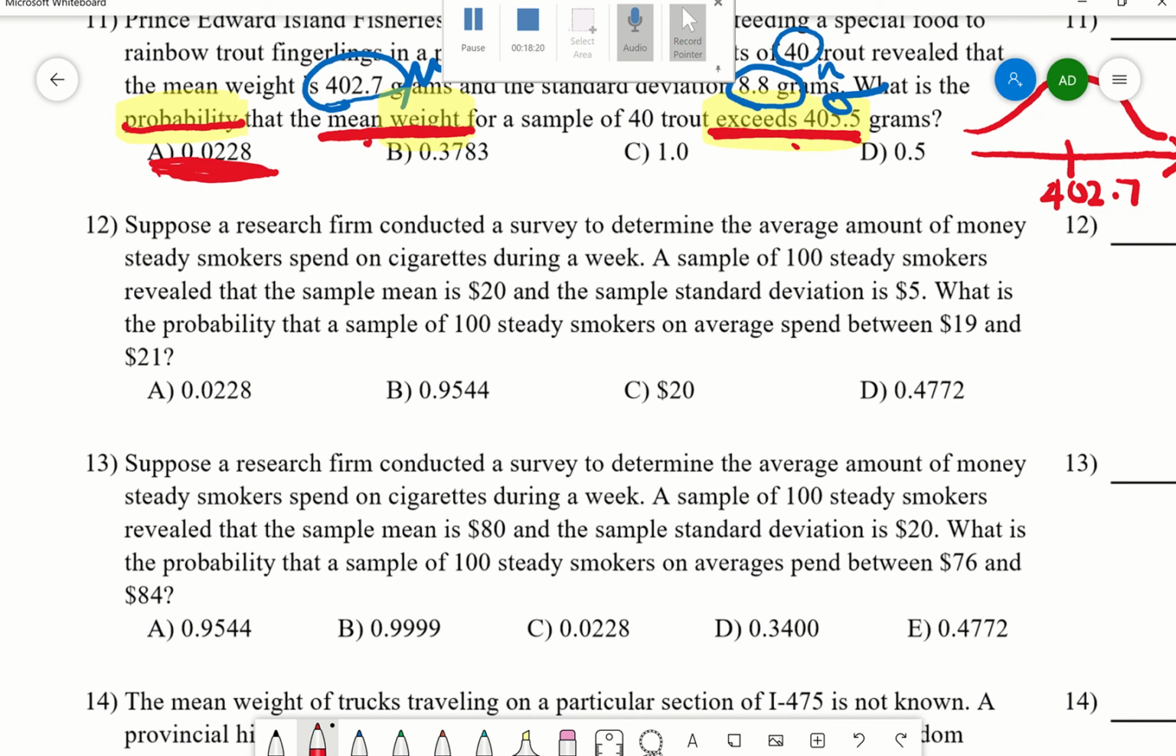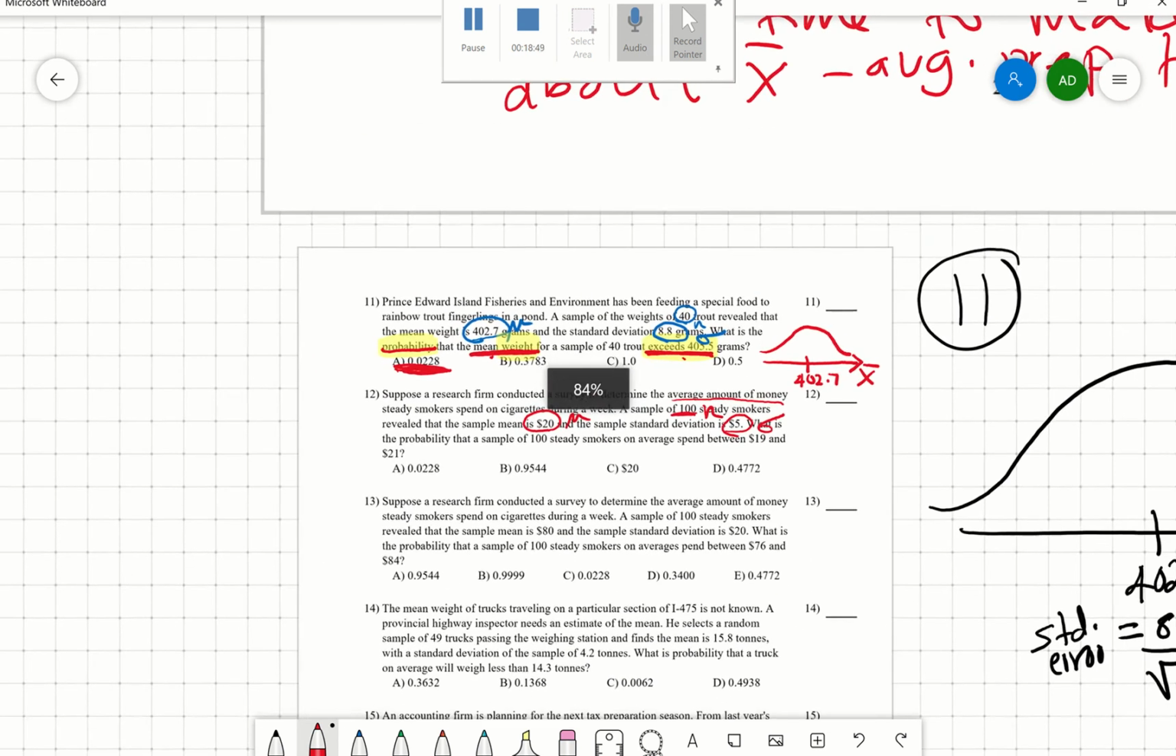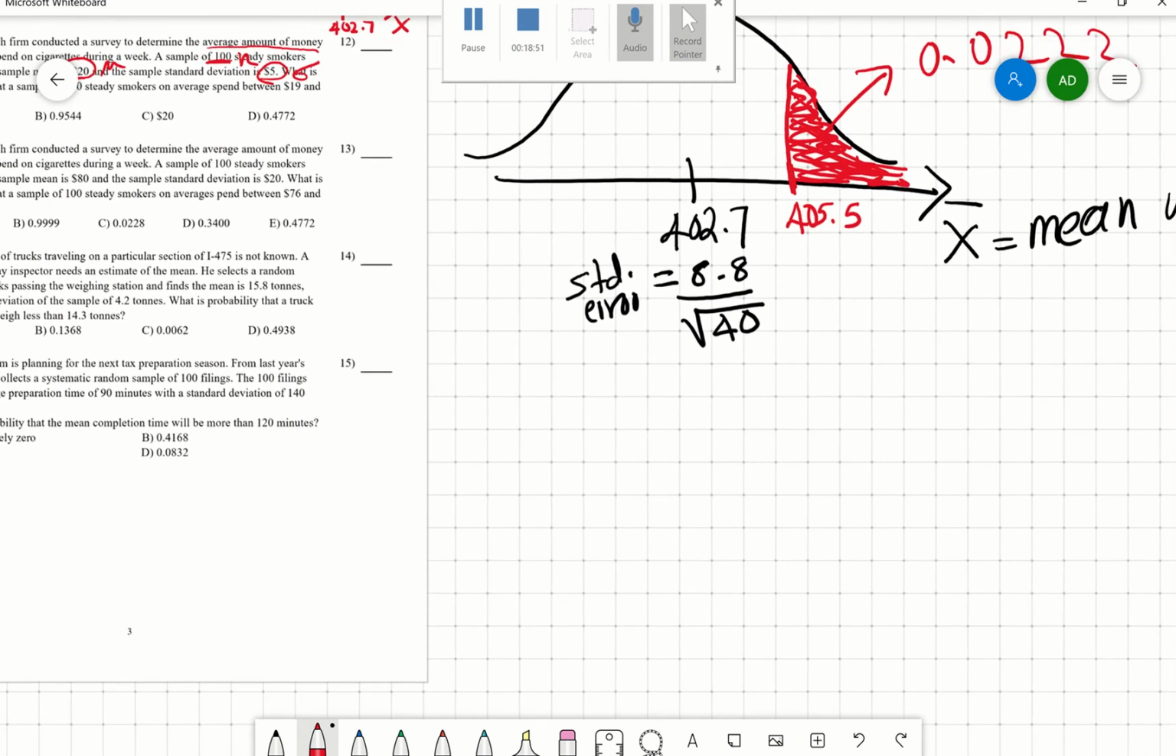Suppose a research firm conducted a survey to determine the average amount of money steady smokers spend on cigarettes during a week. A sample of 100 steady smokers, that's your n. Mean is 20, that's your mu. Standard deviation of 5, that's your sigma. What's the probability that a sample of 100 steady smokers on average spend between 19 and 21? So now we are looking at area in between.